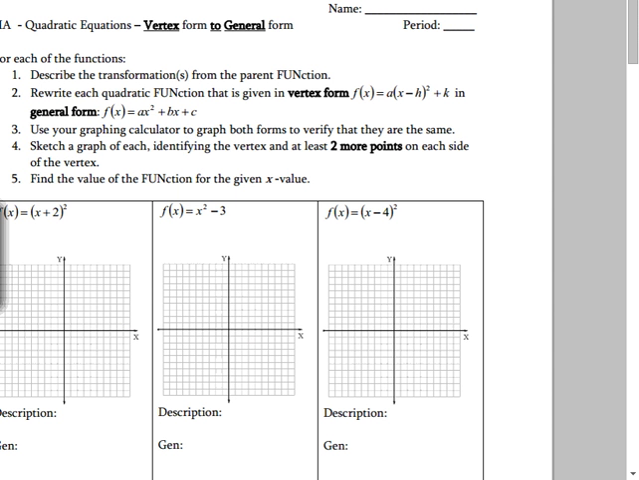All right, so here we are on our homework. It's called vertex to general form. Number 1, describe the transformations. Well, this one, it's been moved. What does that plus 2 mean there? Left 2.